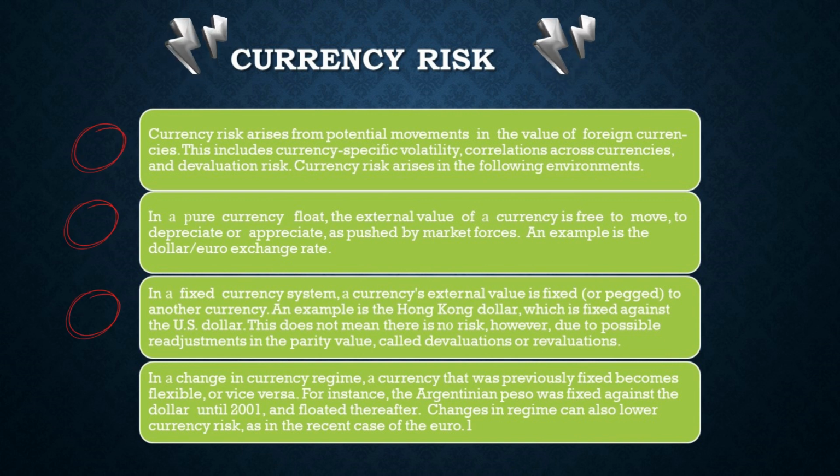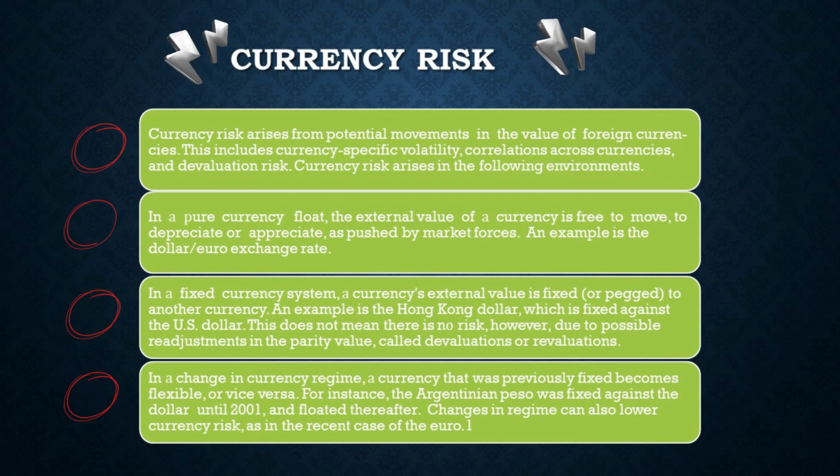In a fixed currency system, a currency's external value is fixed or pegged to another currency. An example is the Hong Kong dollar, which is fixed against the US dollar. This doesn't mean there is no risk, however, due to possible adjustments in the parity value, called devaluations or revaluations.